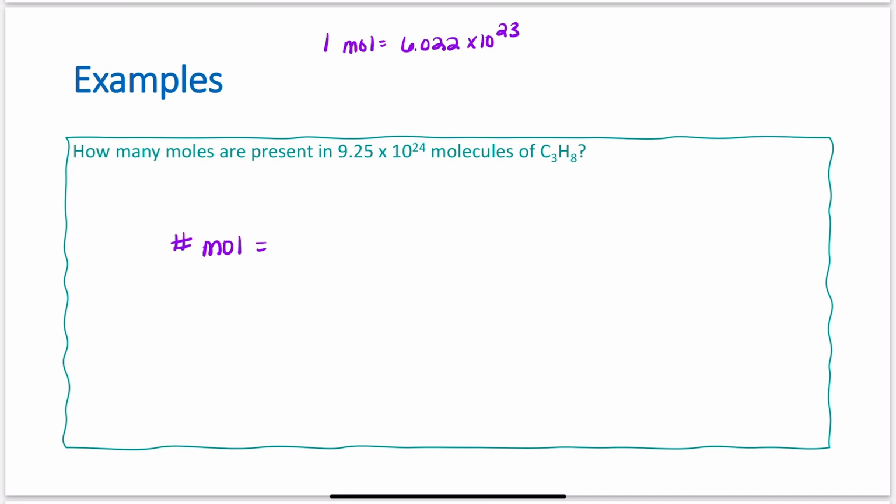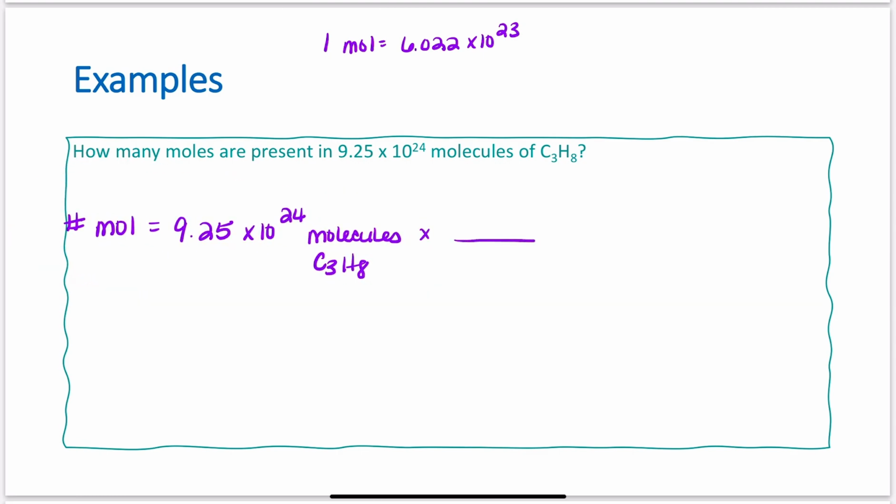So write down what you're trying to find. You're trying to find number of moles. Write down what you're starting with. 9.25 times 10 to the 24th molecules of C3H8. I'm trying to get to moles. I'm trying to cancel out molecules.